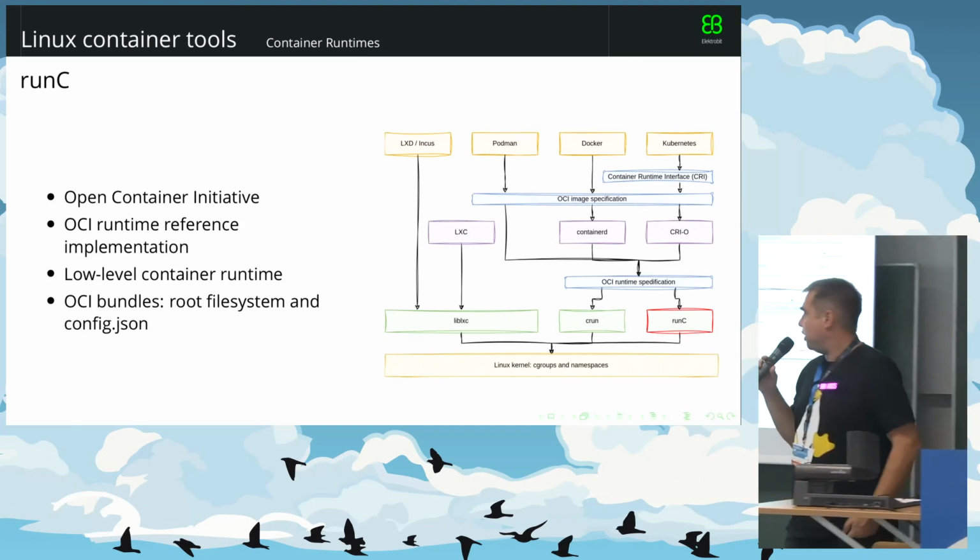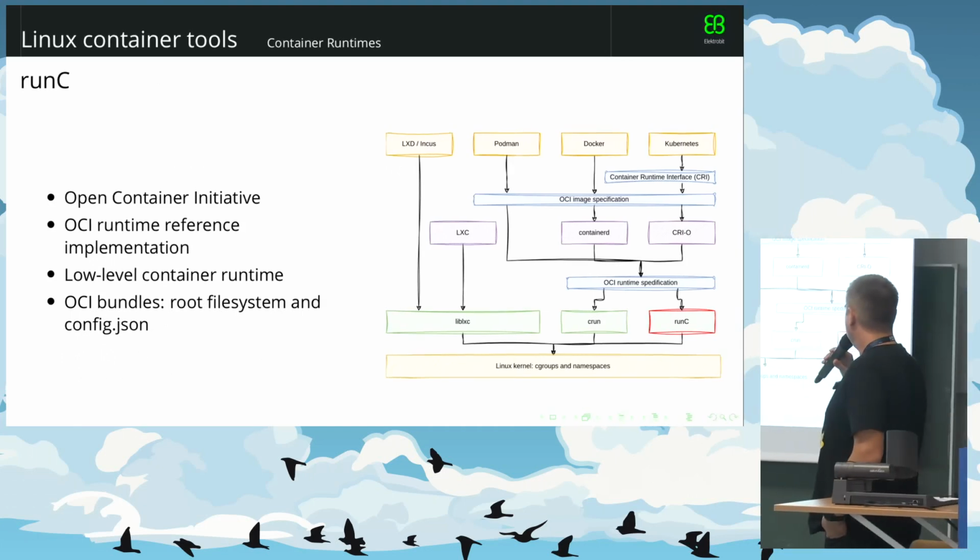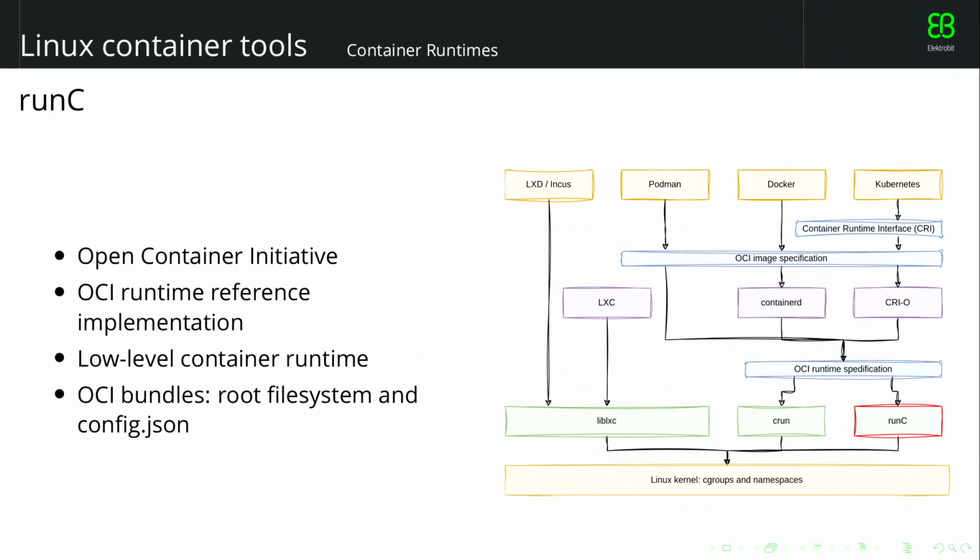Good, then for the runtimes, for the OCI runtime specification, there are basically two implementations. We have runc, which comes from the Open Container Initiative. It's a reference implementation for the OCI runtime specification, and it's a quite low-level tool for really starting a container, bringing a container up.